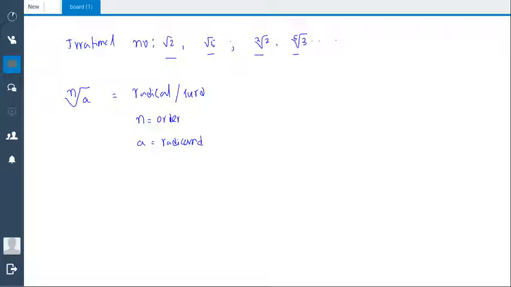A is known as the radicand. Now this symbol is there. This symbol we call a radical sign. You understand? Only the symbol is there; the symbol we call a radical sign.